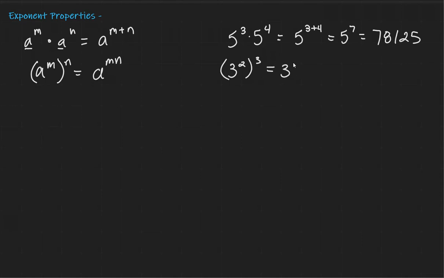So we do 3 to the 2 times 3 power, right? 2 times 3. And that's going to be 3 to the 6th power. And when we punch that into the calculator, we get 729.